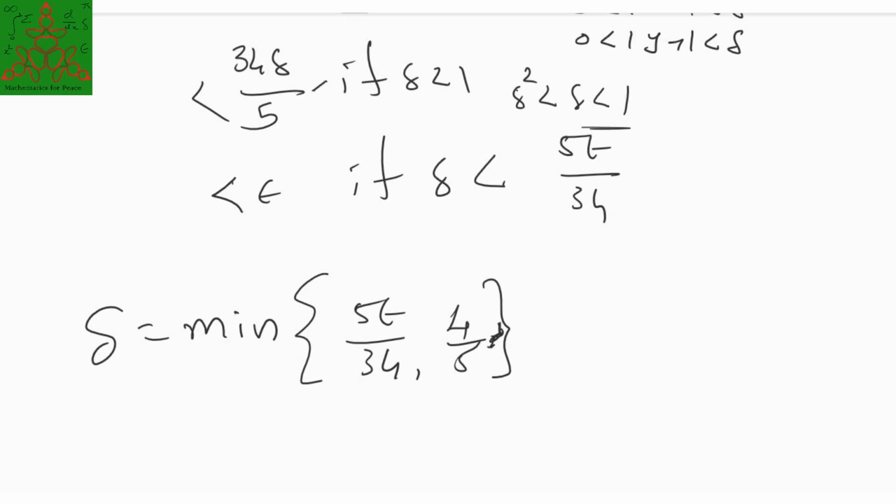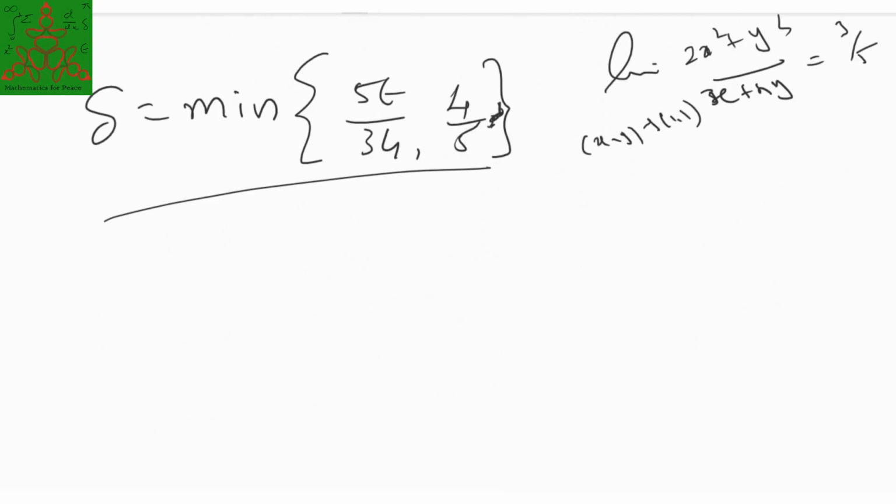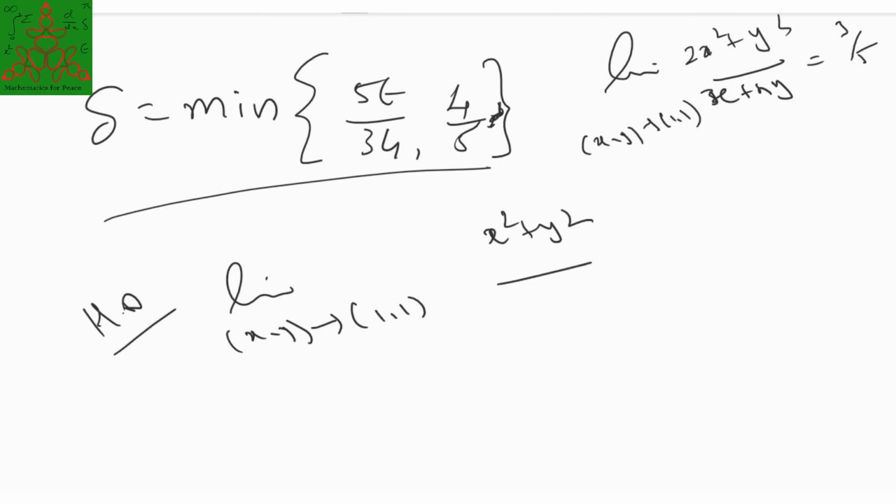So due to that delta, we can say that for any given epsilon you choose this delta, therefore the limit of the function, that is 2x square plus y square upon x plus 4y, will be 3 by 5 as (x,y) tends to (1,1). Now I am giving you one homework exercise for this. Prove that the limit as (x,y) tends to (1,1) of x square plus y square upon x plus y equals 1. So try to prove this.